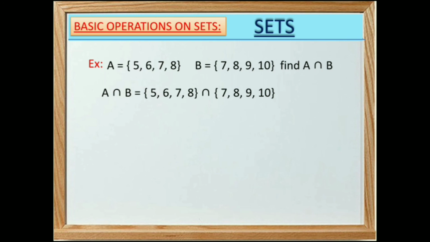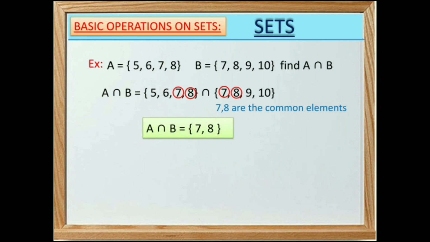What do we have to think to find A intersection B here? Yes, we have to think which elements are common in both sets. What are they? Here 7 and 8 are the common elements because these two elements are present in A as well as in B. So then we can write like this: A intersection B is equal to {7, 8}. Simply we represented the elements 7 and 8 in a single set. It is A intersection B.